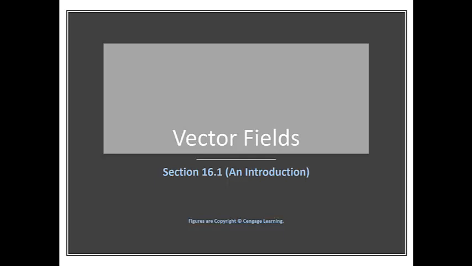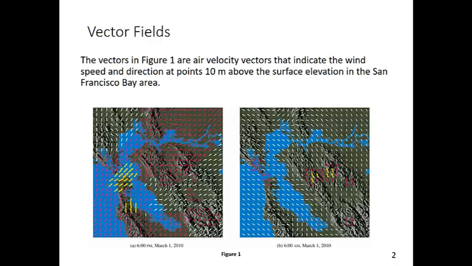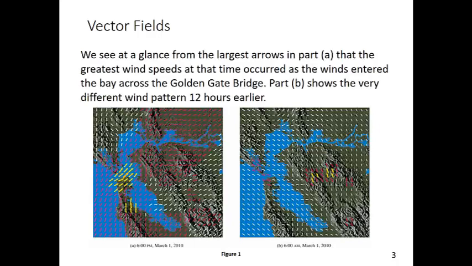Hi everyone. This video is an introduction to the topic of vector fields found in section 16.1 of our text. The vectors in the figure below are air velocity vectors that indicate the wind speed and direction at points 10 meters above the surface elevation in the San Francisco Bay Area. And we see at a glance from the largest arrows in part A that the greatest wind speeds at that time occurred as the winds entered the bay across the Golden Gate Bridge.